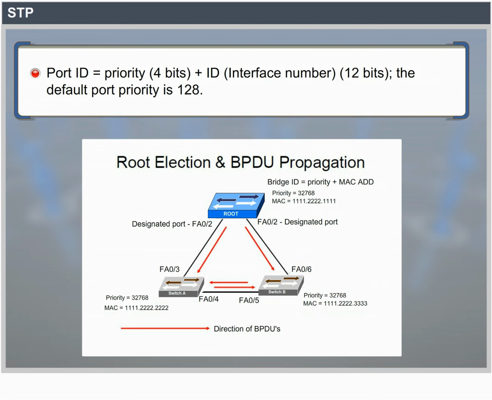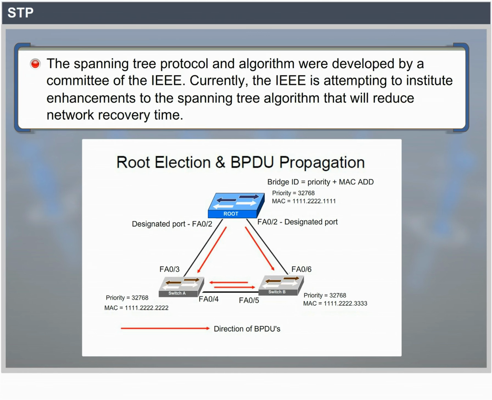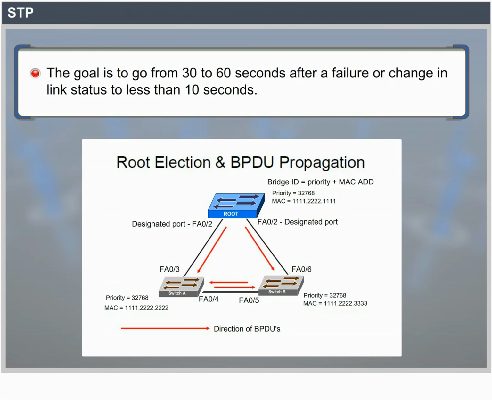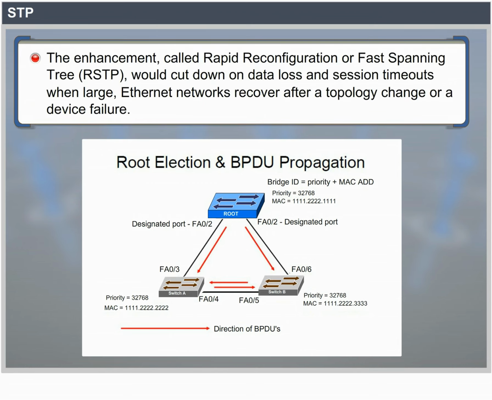The spanning tree protocol and algorithm were developed by a committee of the IEEE. Currently, the IEEE is attempting to institute enhancements to the spanning tree algorithm that will reduce network recovery time. The goal is to go from 30 to 60 seconds after a failure or change in link status to less than 10 seconds. The enhancement, called Rapid Reconfiguration of Spanning Tree, that is RSTP, would cut down on data loss and session timeouts when large Ethernet networks recover after a topology change or a device failure.